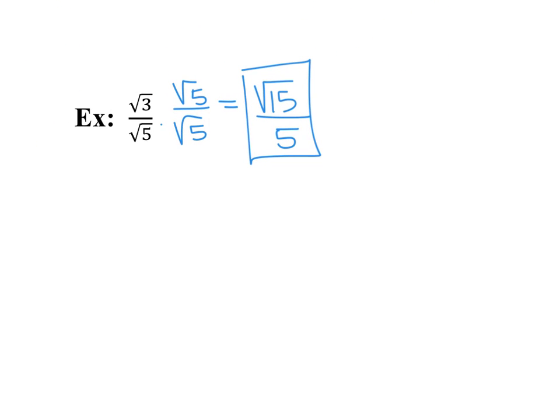And for the last example, I multiply top and bottom by radical 5, because that's what I'm trying to cancel. Radical 3 times radical 5. Since they're both inside the radical, I can multiply them to get radical 15. Square root of 5 times square root of 5 would be square root of 25, which is 5. 15 has no perfect factors, so it's in simplest form.